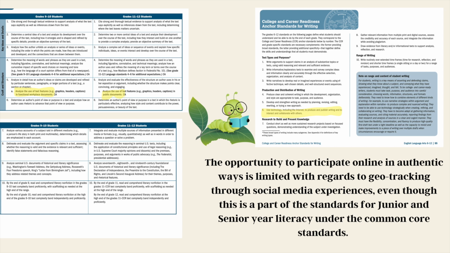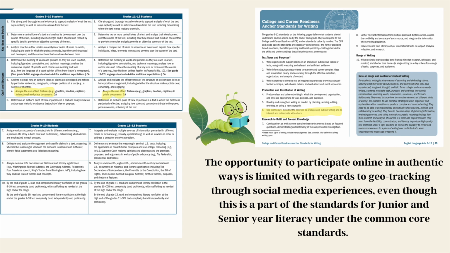To be college and career ready, students must take task, purpose, and audience into careful consideration, choosing words, information, structures, and formats deliberately. They need to know how to combine elements of different kinds of writing, for example, using strategies within an argument like narration or explanation with a narrative to produce complex and nuanced writing. They need to be able to use technology strategically when creating, refining, and collaborating on writing.